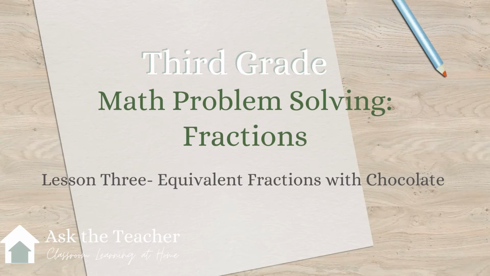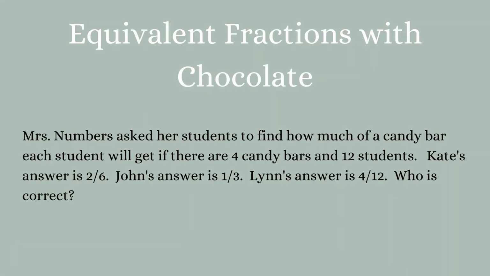Let's try and solve another problem today. Are you ready? Lesson 3, Equivalent Fractions with Chocolate. The problem reads, Mrs. Numbers asked her students to find how much of a candy bar each student will get if there are 4 candy bars and 12 students. Kate's answer is 2/6. John's answer is 1/3. Lynn's answer is 4/12. Who is correct?